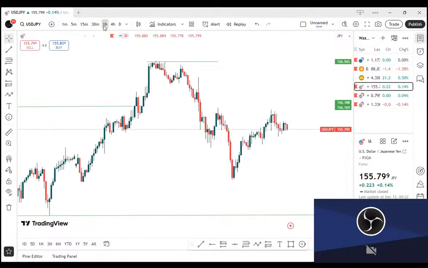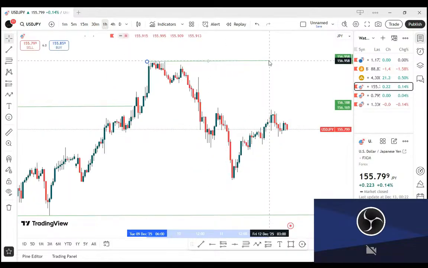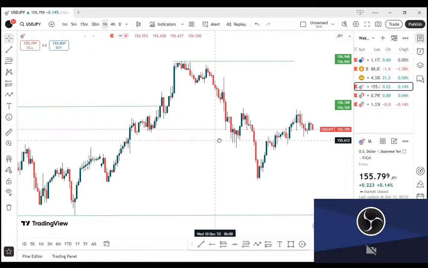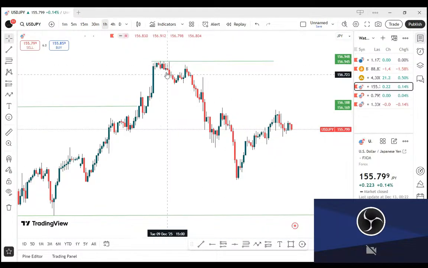We'll drop down to the 1 hour time frame. These are the 1 hour time frame. You notice that multiple rejections were created here. And price pushed down and gave us a push to the upside.